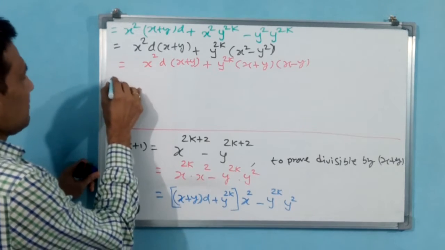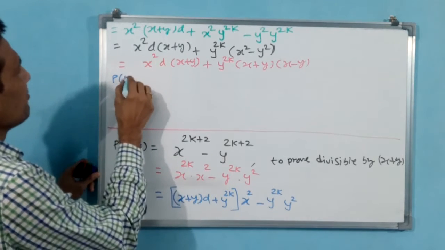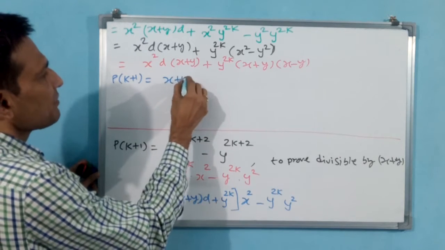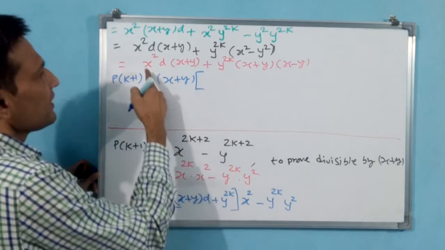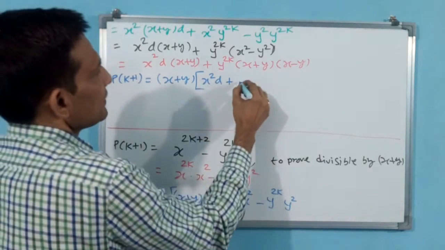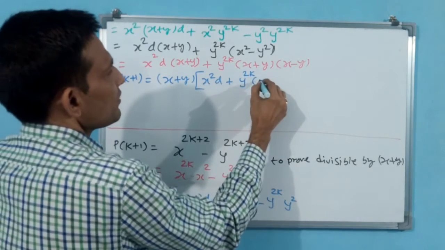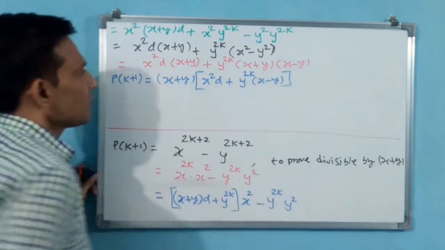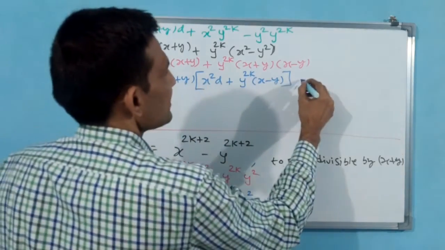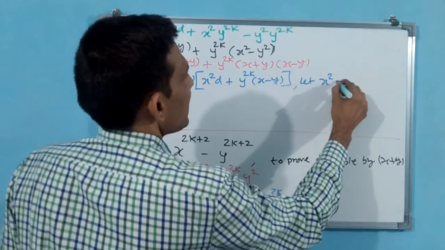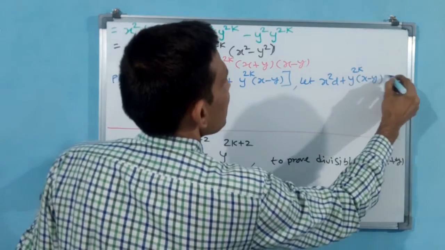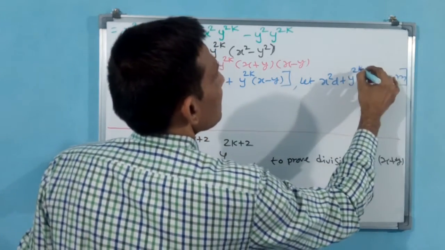Now you write P of k plus 1. Why? Because this is P of k plus 1 only we are doing. P of k plus 1 is equal to, now I am taking common of x plus y. X plus y, if I take common, x square d plus y to the power of 2k into x minus y. Is it okay? Because x plus y I have taken. Now I am writing this. You see, let x square d plus y to the power of 2k into x minus y is equal to m, I am taking.